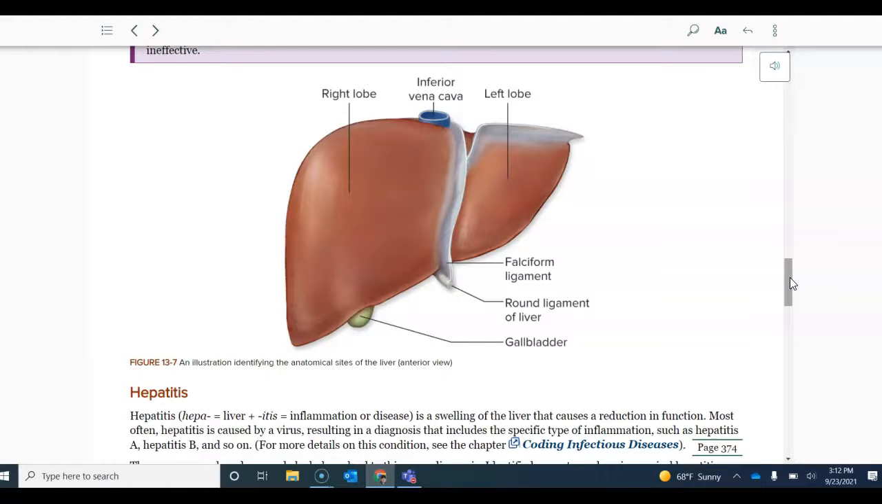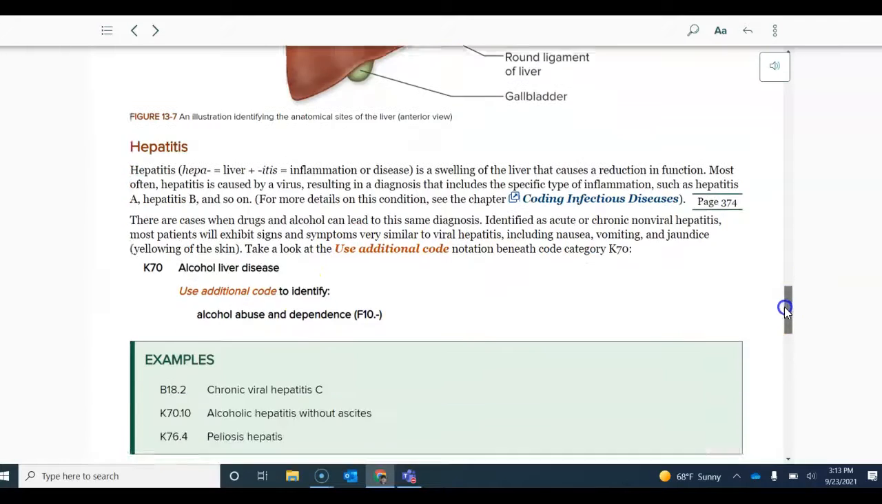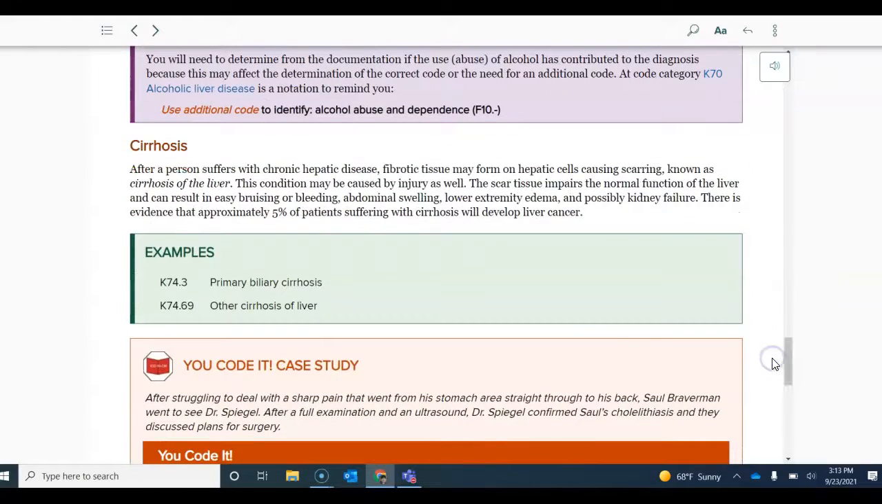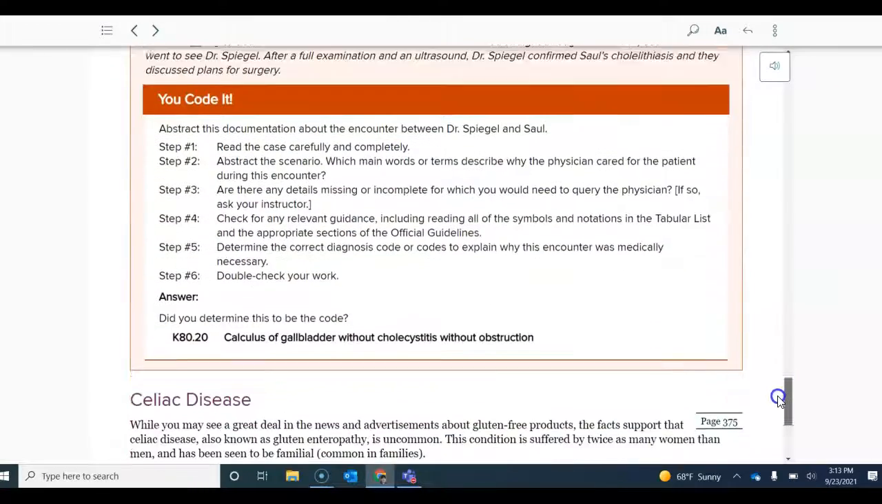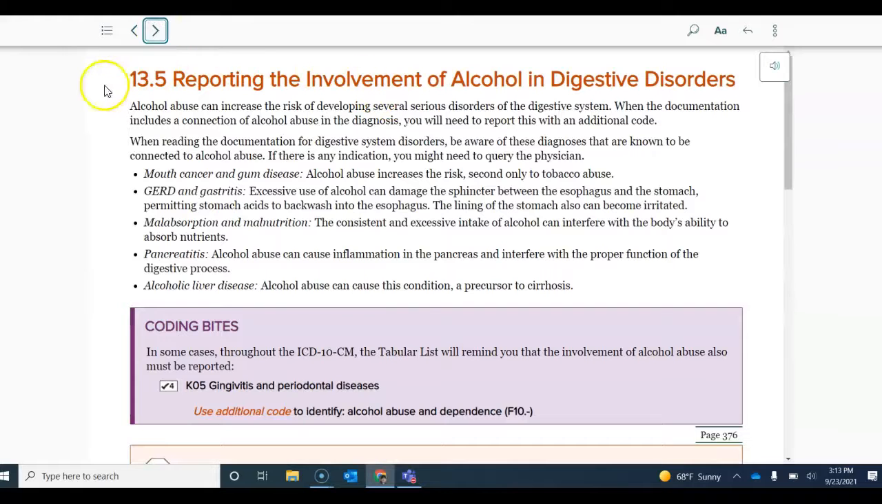So the liver, that could be hepatitis. With hepatitis, remember there are multiple types. And then in this section, you'll be asked to use additional codes for alcohol abuse and dependence, especially when it comes to hepatitis and liver. So here's cirrhosis, again usually caused by alcohol, and then celiac disease. This is essentially an allergy to gluten.